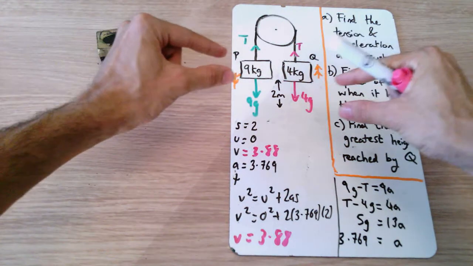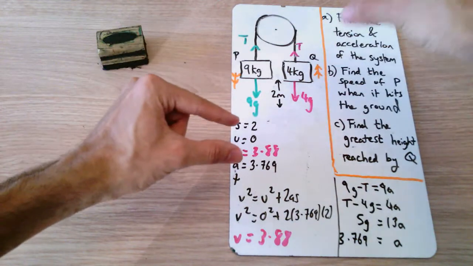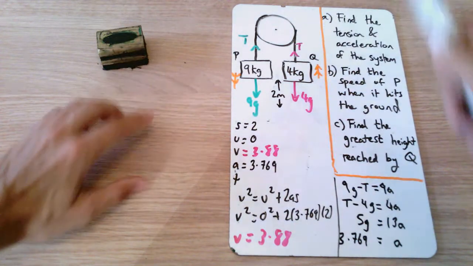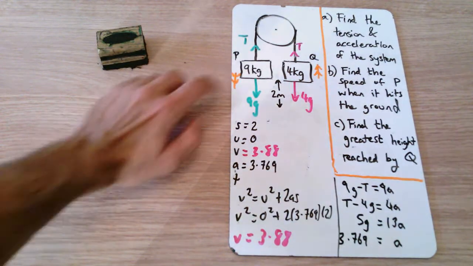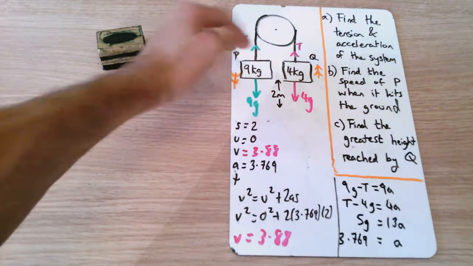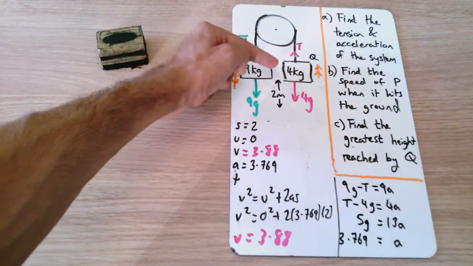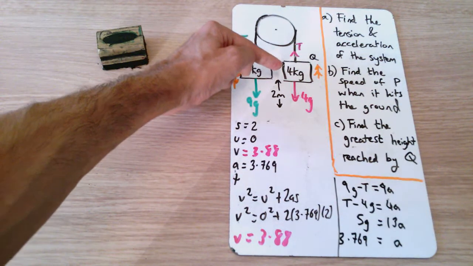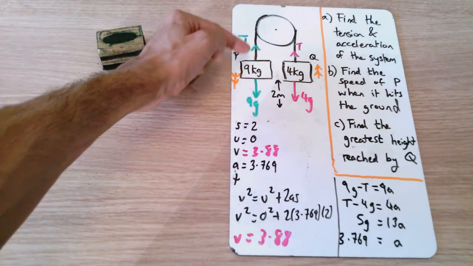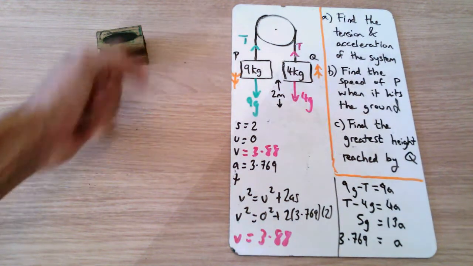They're both going to move 2 meters. This is going to come down 2, this is going to come up 2. But when a particle hits the ground, the only reason this is moving is because the 9 kilogram block is moving downwards. What happens is that when this moves up and this hits the ground, the string goes slack. There's no pull anymore.